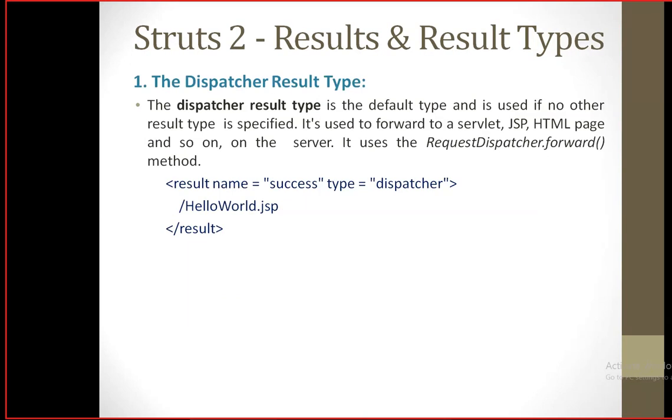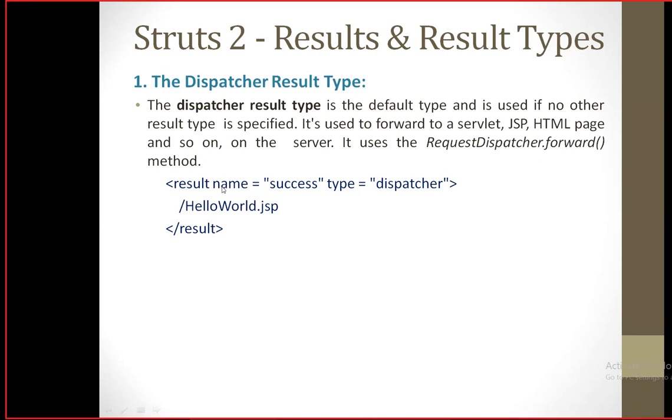But what types of results can we generate? We can have three types of results. We can use the dispatcher result type. By default, any result type for a struts application is the dispatcher result type. It uses the mechanism which you are aware of, request dispatcher or forward mechanism, right? So that request is forwarded to a given JSP page. It is not redirected, but it is forwarded. Okay, remember this thing.